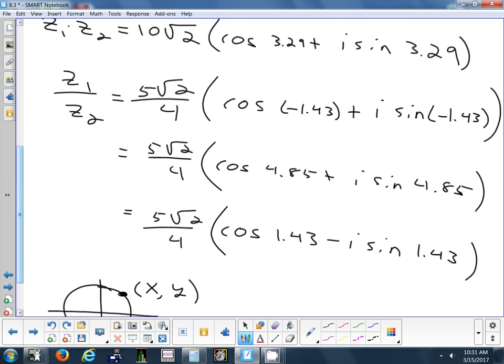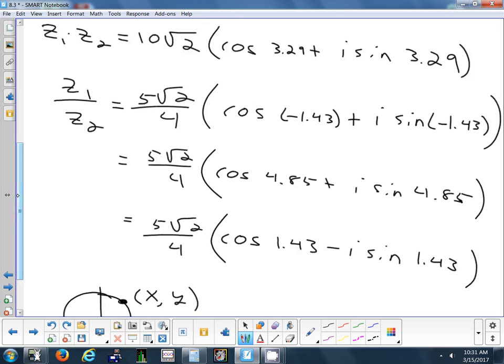I would say most often you won't see answers written the first way, because they'll get rid of the negative on the angle. It's just how did they do it? Did they add 2 pi? Or did they just take the negative away from the cosine and move it in front of the sine? But if you're not sure, you can type any of those in and you'll get all the same thing.